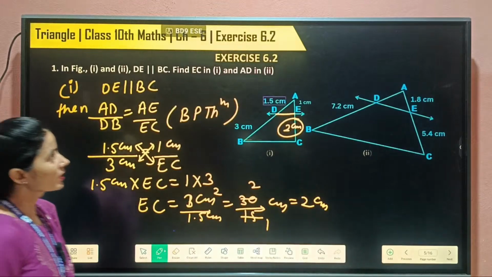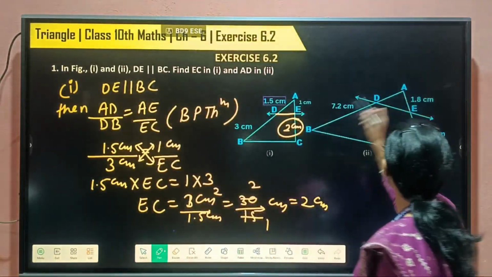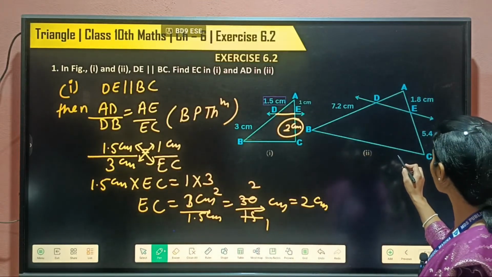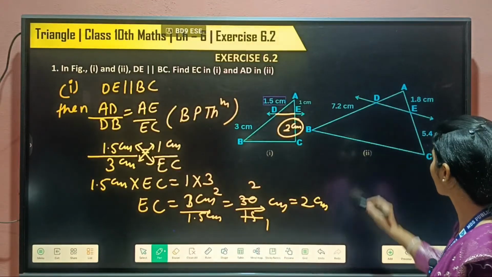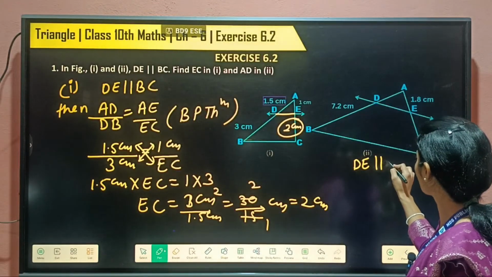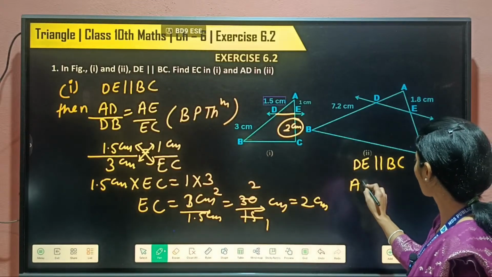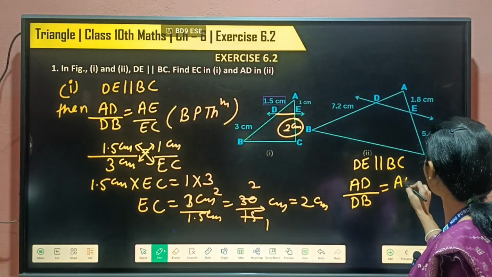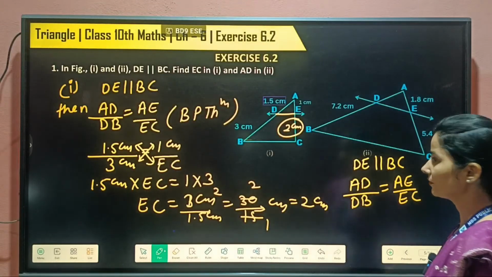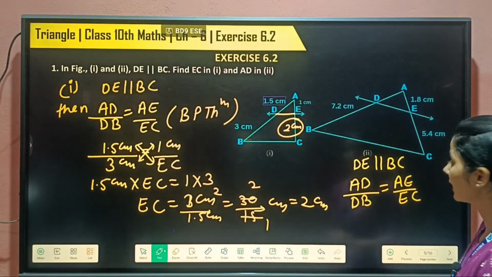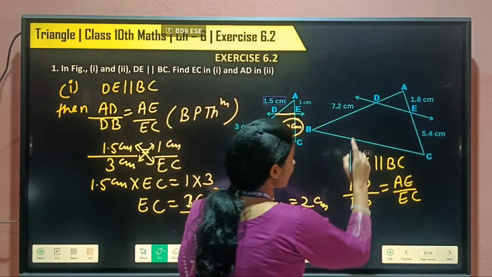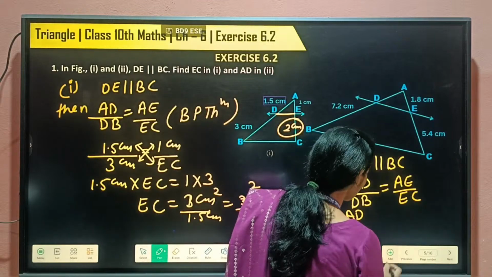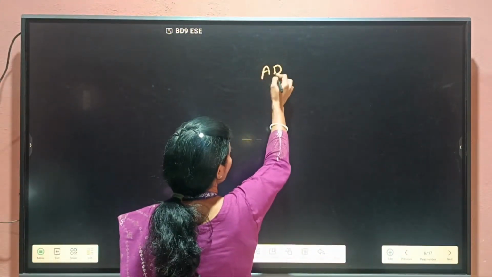Second part, what is second part? In this triangle ABC, this DE is parallel to BC, and we have to find out the side AD. If DE is parallel to BC, then by basic proportionality theorem, I can write AD by DB equals AE by EC. Now, what is AD? AD we need to find out. Let us use the next page.